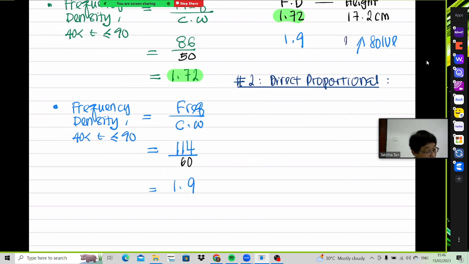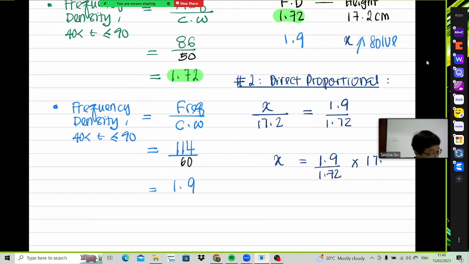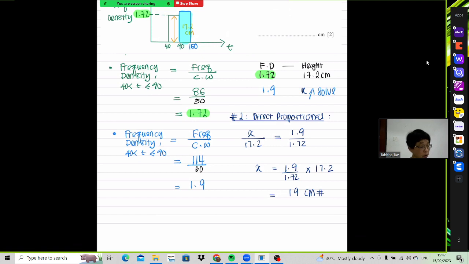Okay, let's assume this is an x. So we put the equivalent ratio: 17.2 is equivalent to 1.72, and x to 1.9. With the flip of the formula, 1.9 divided by 1.72 multiplied by 17.2, punch the calculator: 1.9 times 17.2 and divide by 1.72. Surely your calculator will show the same answer, 19 centimeters. So that's all that you need.